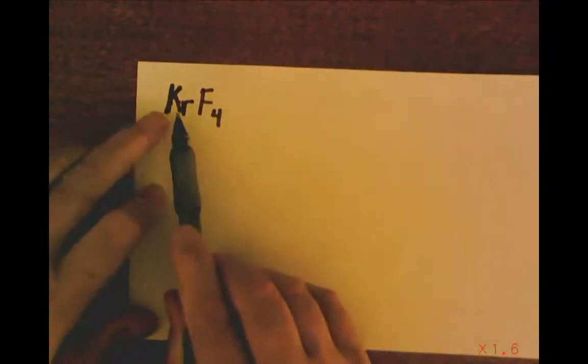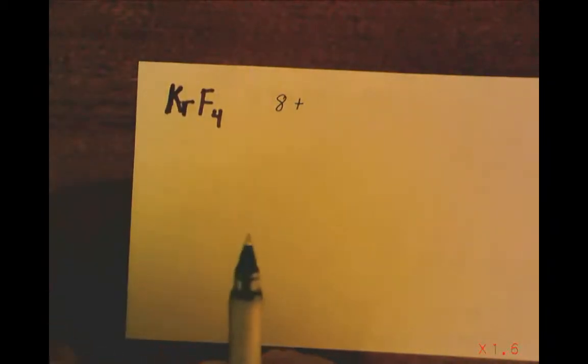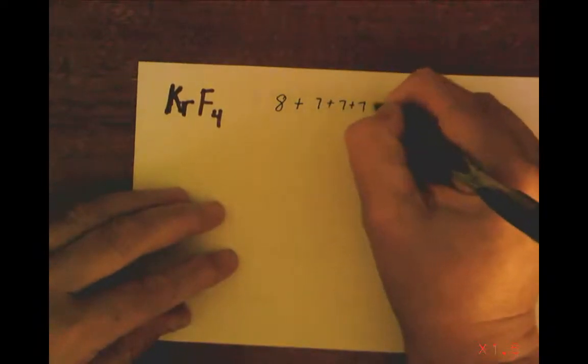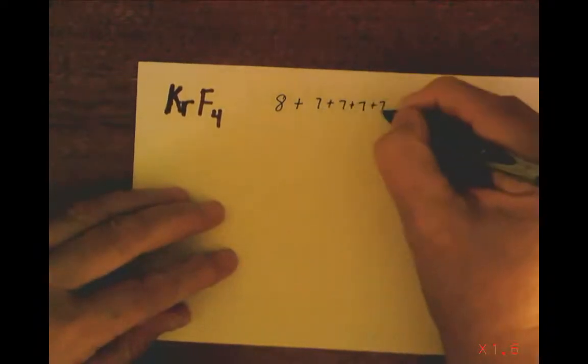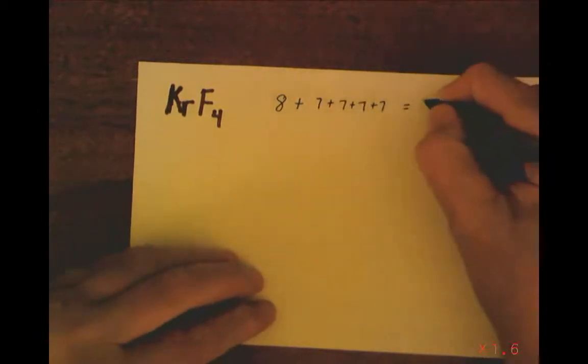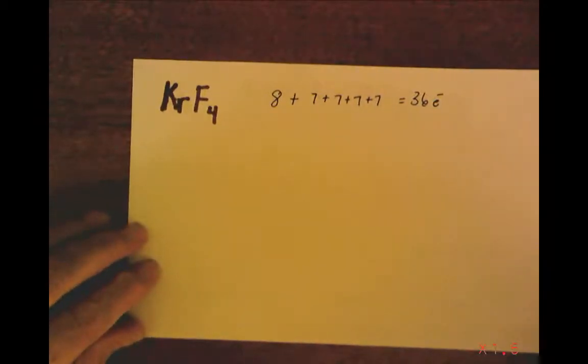And then here's krypton tetrafluoride. And so let's see, we need to get our valence electrons. Krypton is in group 8A, so 8. The fluorine atoms are in group 7A, so 7. So 7 plus 7 plus 7 plus 7. So 7 times 4 is 28. 28 plus 8 is 36 electrons. So we're dealing with 36 electrons.